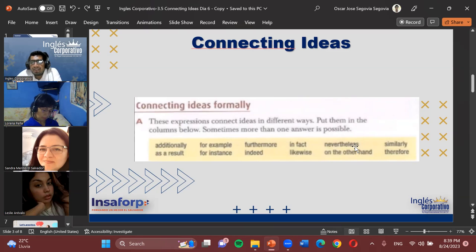Now we have nevertheless. How do you guys think that we use nevertheless? Like, but. Sorry? It's like when we use but. Oh, yes. It's very similar to using but.